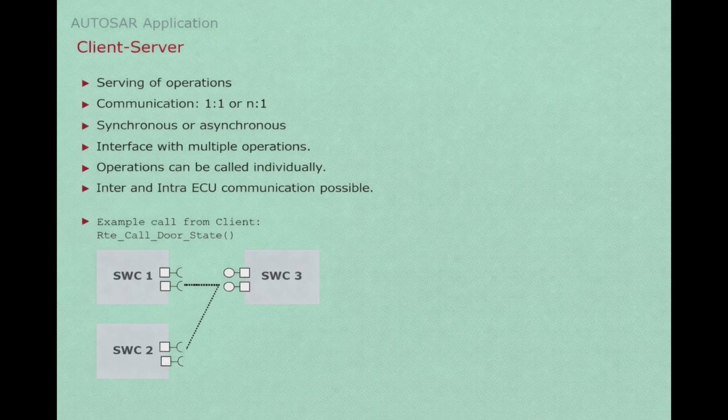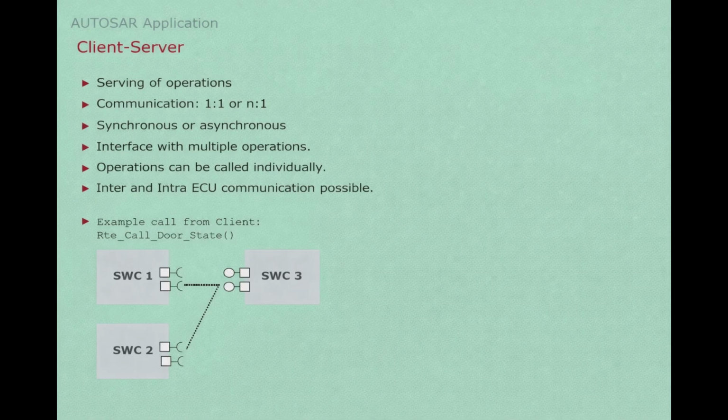Let's have a look at the second version, the client server ports. You see, they look a little bit different. While sender receiver is this triangular shape, now we have a circle and a half circle. So that's the way you differentiate between those. Client server ports are used for our control flow in our system. So these are ports which can request operations.